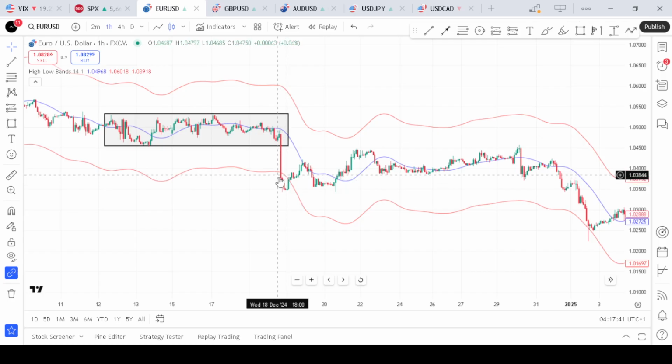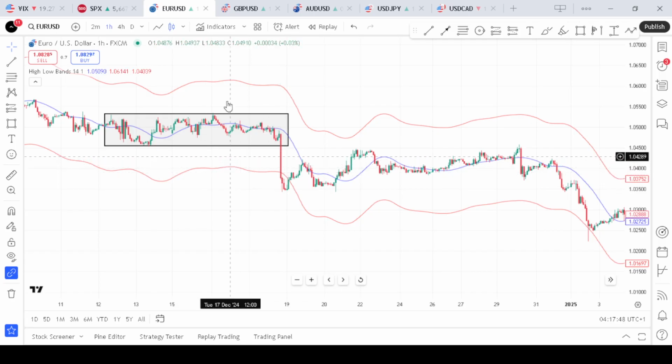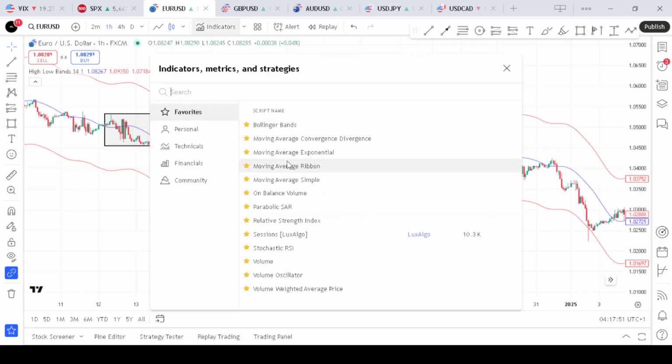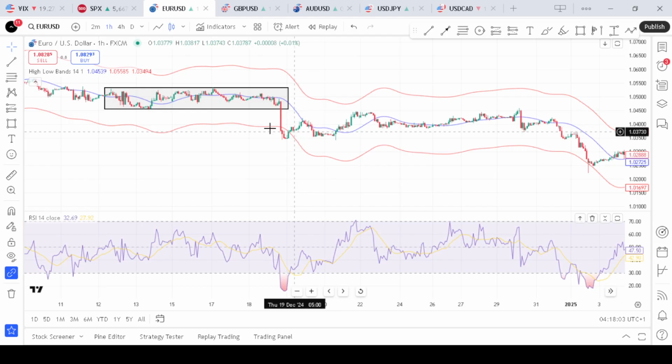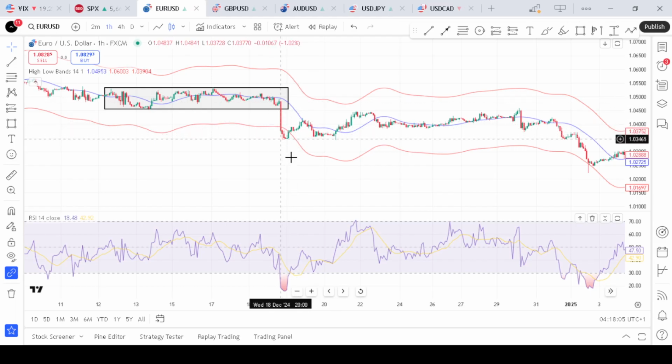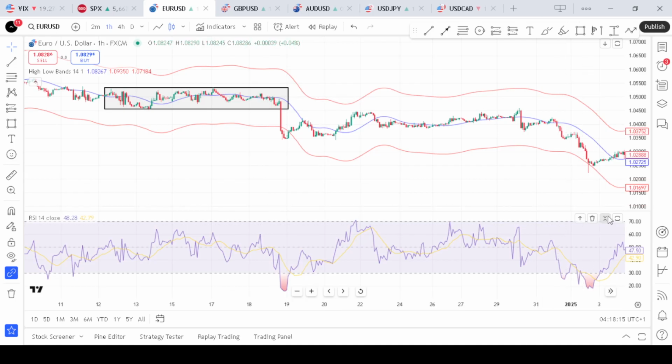And as we can see in this area, price broke below the lower band, and this confirms a bearish momentum. We can also combine this high-low bands indicator with our RSI or MACD indicator for additional confirmation. So when price broke out from this side, we can see it appears to be trending to the downside. This is how we can combine this with our other indicators.